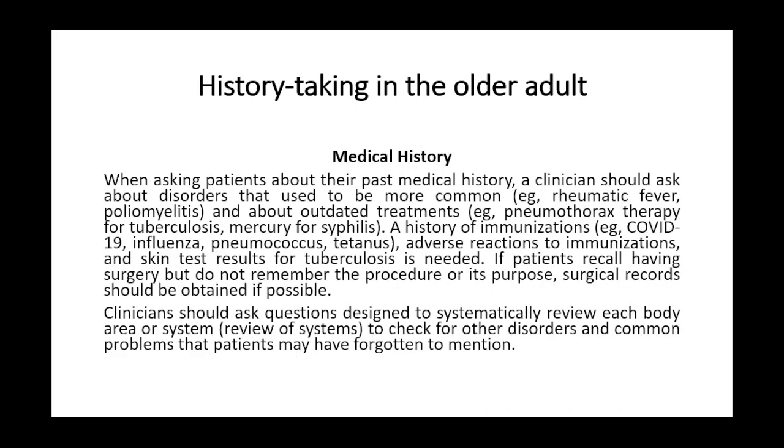When asking patients about their past medical history, a clinician should ask about disorders that used to be more common, rheumatic fever, poliomyelitis, and about outdated treatments, pneumothorax therapy for tuberculosis, mercury for syphilis. A history of immunizations like COVID, influenza, pneumococcus, tetanus, adverse reactions to immunizations, and skin test results for tuberculosis is needed. If patients recall having surgery but don't remember the procedure or its purpose, surgical records should be obtained if possible. Clinicians should ask questions designed to systematically review each body area or system to check for other disorders and common problems that patients may have forgotten to mention.